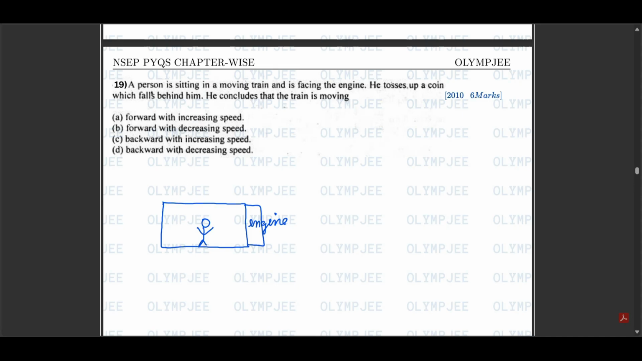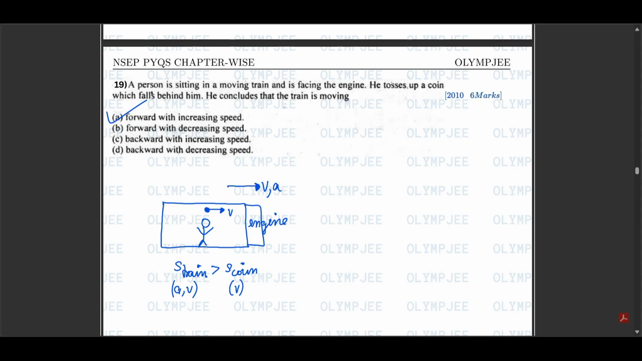So if the train is moving forward with increasing speed, then the velocity and acceleration will be in this direction. And when the coin is tossed, it will have velocity v, but acceleration is not transferred. So the distance traveled by the train in the same time is more than the distance traveled by the coin, because the train also has acceleration, but the coin only has velocity. So the train will be at a greater x coordinate than the coin after which the coin falls. So option A is correct because the coin will fall behind him.